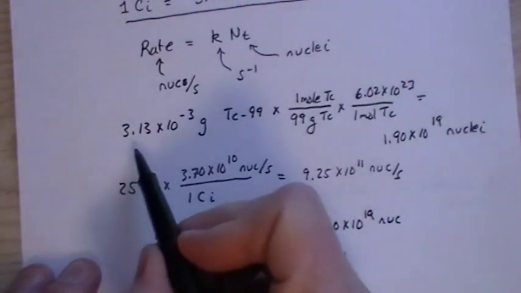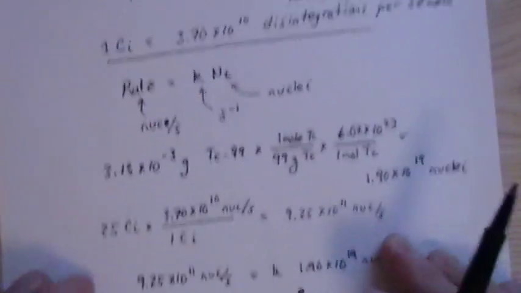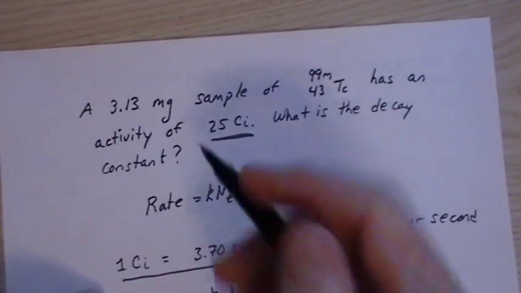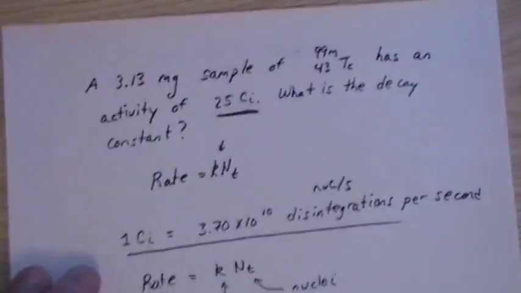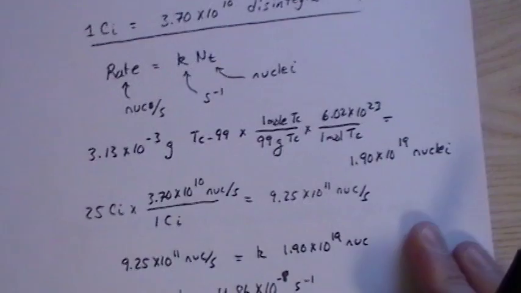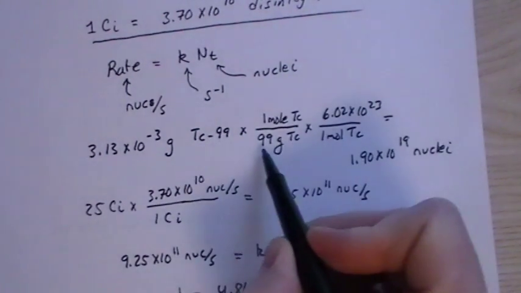First thing is to figure out how many nuclei you have. We're assuming that we have a pure sample here. That can be a good approximation, maybe not, but in this case we're going to assume we have nothing but the technetium-99. So we have this many grams of it. I converted the milligrams over.